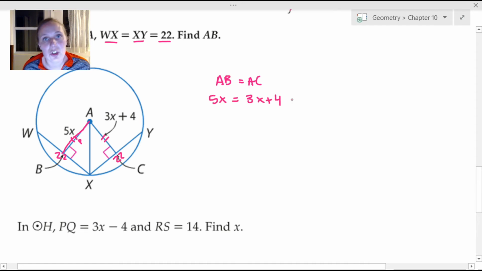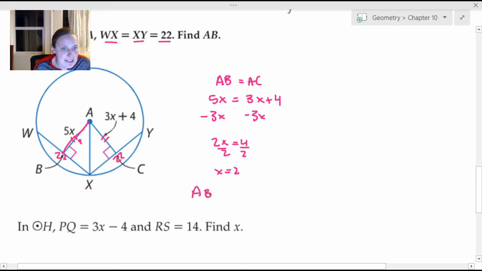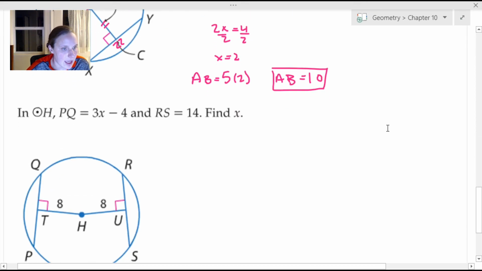And now, straight up solving. Subtract 3x from both sides. 5x minus 3x is 2x is equal to 4. We divide by 2. X is equal to 2. Find AB. AB is equal to 5x, so 5 times 2. So AB is equal to 10. Boom. Chocolate. All right. And another one.